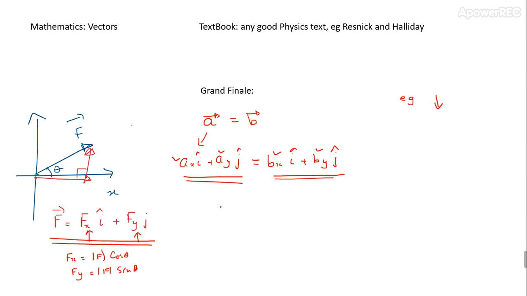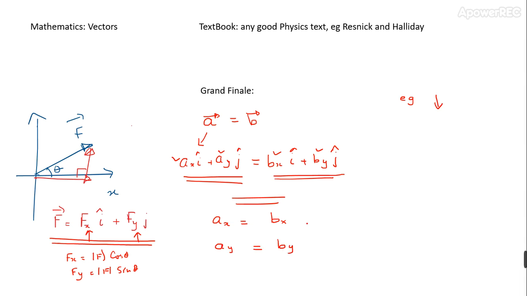Now the grand final result is that if these two vectors are equal, then for sure ax, the scalar ax, has to be equal to bx, and the scalar ay has to be equal to by.